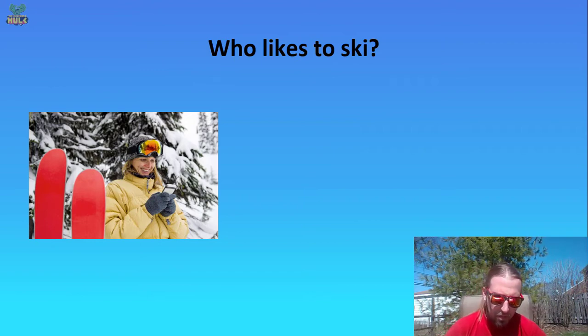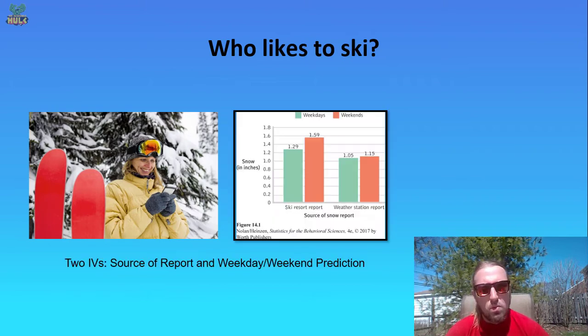So when you look at the two different sets of reports, you might see some data a little bit like this. And let me show you how this is a couple of independent variables at one time. So one of the variables that we're looking at here is whether or not it's a report coming from the ski resort itself or the weather station, right? Two levels, single independent variable. We see on the right-hand side of the graph, snow predictions based on weather stations. On the left side of the graph, we see snow predictions from ski resorts.